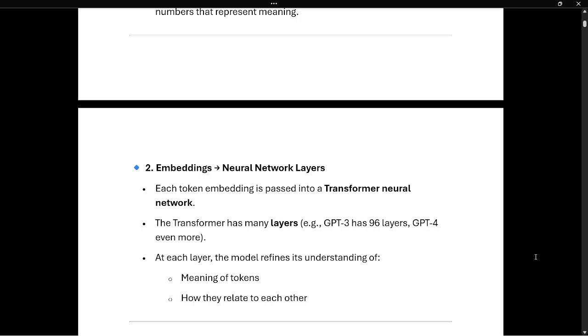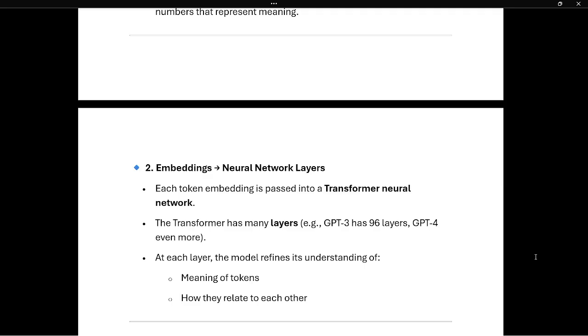Each token embedding is passed into a transformer neural network. We will understand the transformer in a better way later: what the disadvantage of RNN and CNN was, why the transformer came, what parallel training is, and why the transformer was more successful than the old systems. But for the LLM purpose here, we will see what embedding is.